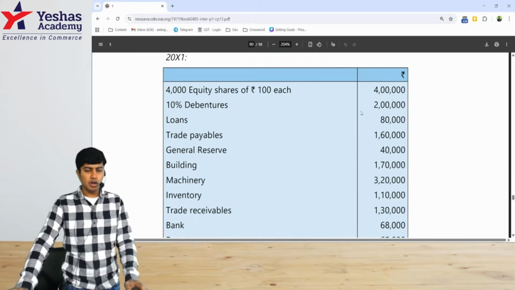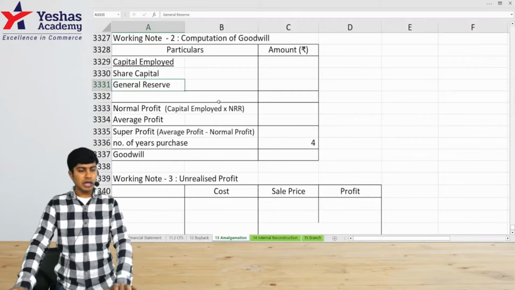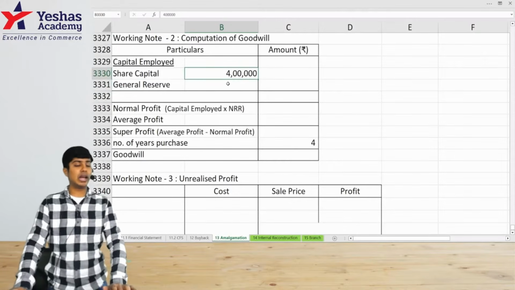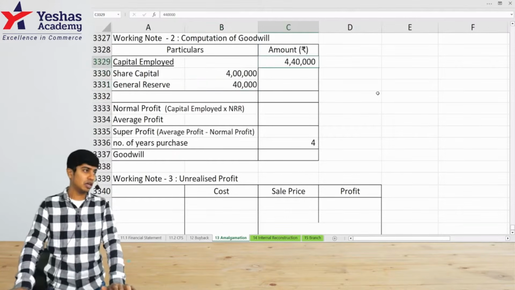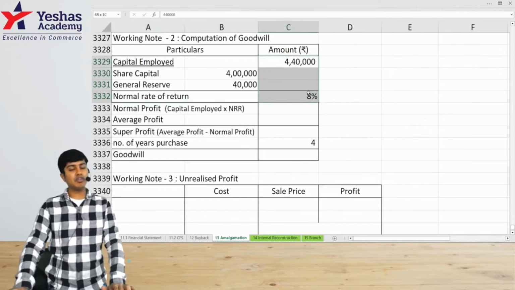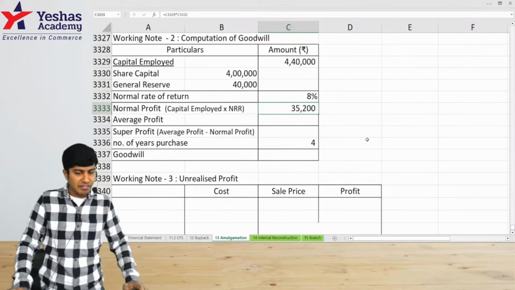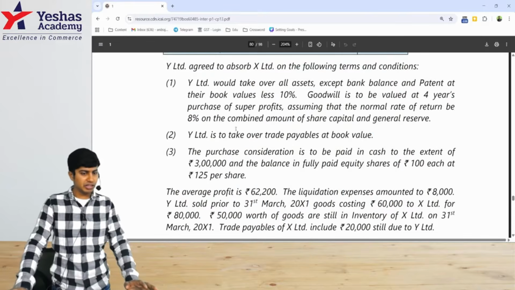Come to the question. How much is share capital? 4 lakh. How much is general reserve? 40. I would write share capital 4 lakh, general reserve 40, total 4 lakh 40. Normal rate of return is 8%. Apply 4 lakh 40,000 into 8%, 35,200 becomes your normal profit. Average profit is not yet given. In the extent I've read, it's not given. It will be given later.